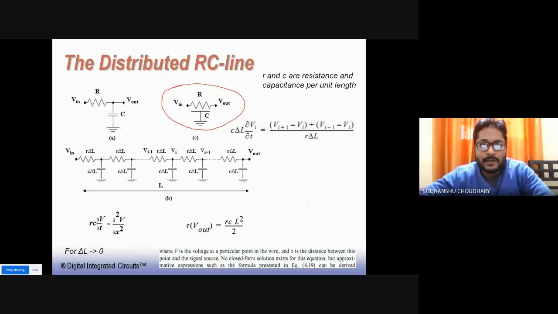Yeah, so a distributed line can be represented by this symbol, right? So this is the lumped representation of a line, and this is a representation which says that this is a distributed line, right?